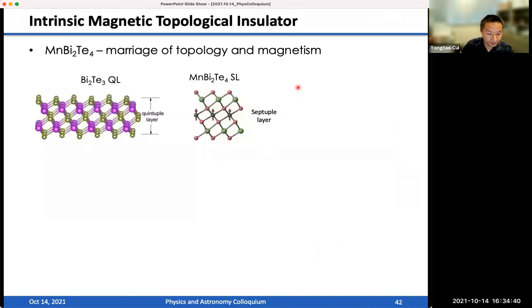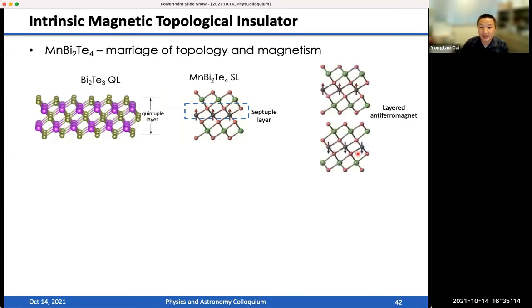And then I'm going to talk about the recent work in this new system called manganese bismuth telluride. So that is a magnetic topological insulator, in the sense that it actually combines both topology and magnetism in one system. In this case, you can think of this as the crystal structure. You can think of this as a bismuth telluride, which we know is a topological insulator. And then you insert a manganese telluride in the middle. And this manganese atom will carry a spin moment. And that's what produces this magnetism.